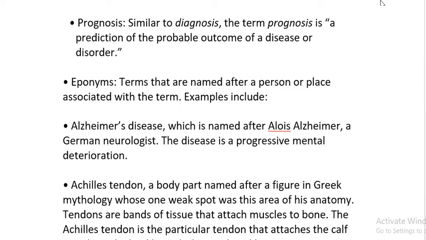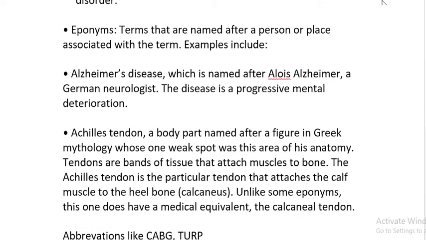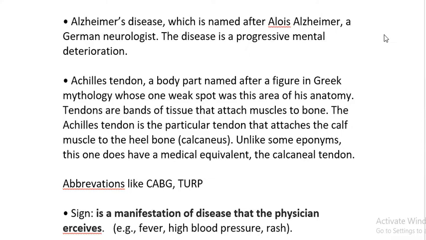If you are in medical coding, you need to learn eponyms also. Eponyms are simple terms that are named after a person or place associated with the term. Here we have a few examples. The first one is Alzheimer disease, which is named after Alois Alzheimer, a German neurologist. The disease is progressive mental deterioration. So based on the physician who identified the disease, they made it Alzheimer disease.